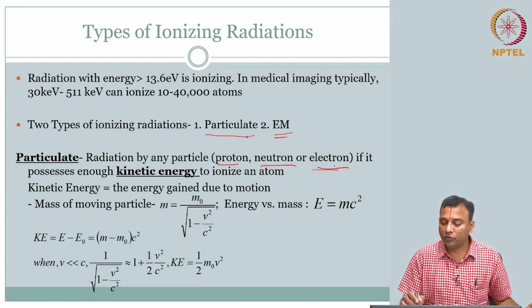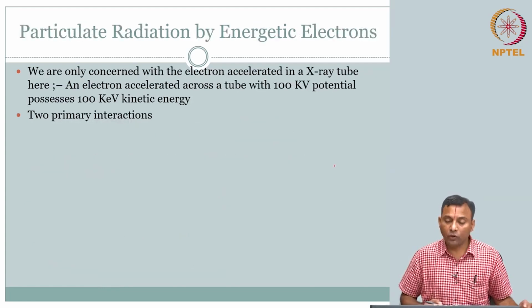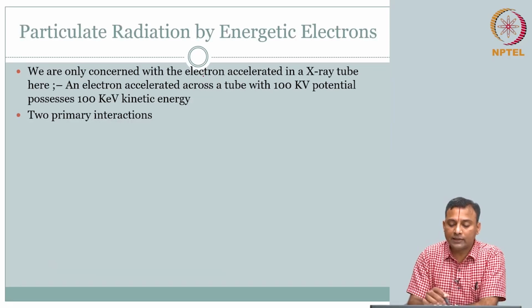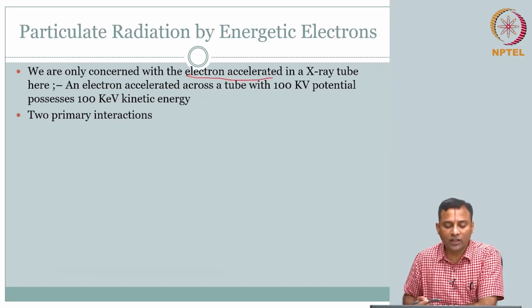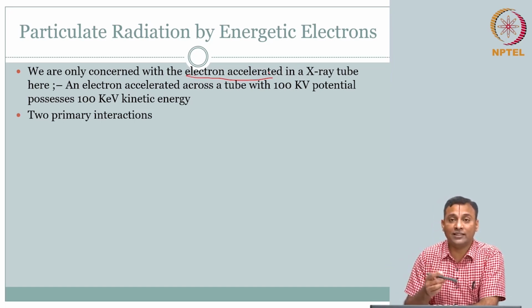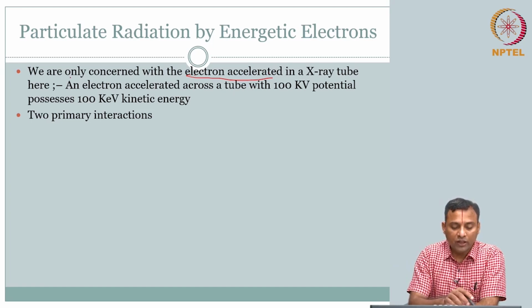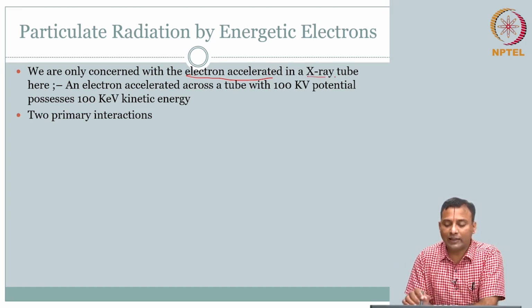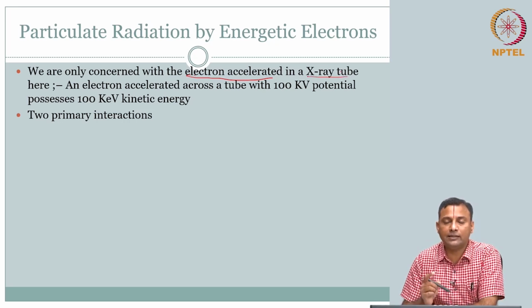We will restrict ourselves therefore to the particles that are here, more specifically the electron. Okay. So, to reiterate, we are only concerned with electron. Actually, we saw this in one of the examples yesterday when we wanted to calculate the number of atoms that will be ionized. We already said in an X-ray tube, for example, we have tungsten at the anode, remember. So, we are only concerned with electron accelerated in an X-ray tube here. That is the particulate radiation that we will use.